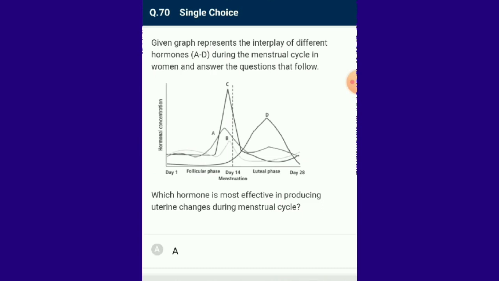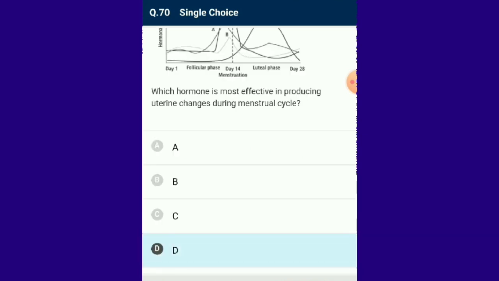Question number 70. The given graph represents the interplay of different hormones A to D during the menstrual cycle in human. Answer the questions that follow. The given graph A, B, C, D represent estrogen, follicle stimulating hormone, luteinizing hormone, and progesterone respectively. The hormones FSH and LH are secreted from anterior pituitary in females. Follicle stimulating hormone induces the development and growth of ovarian follicle. Luteinizing hormone induces ovulation. So the answer for this question is option D.